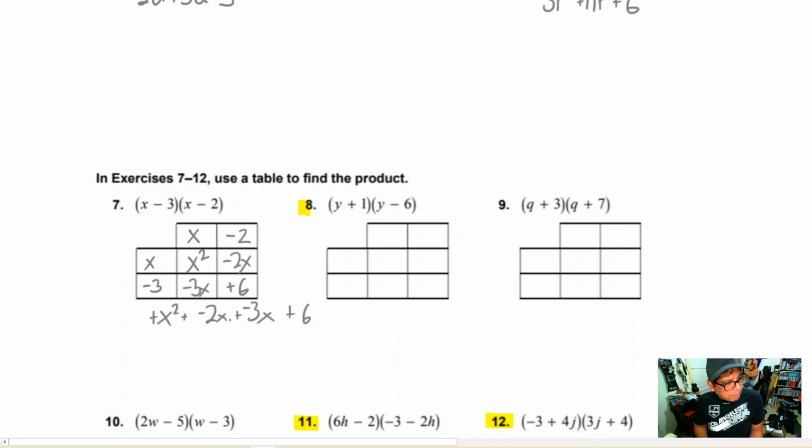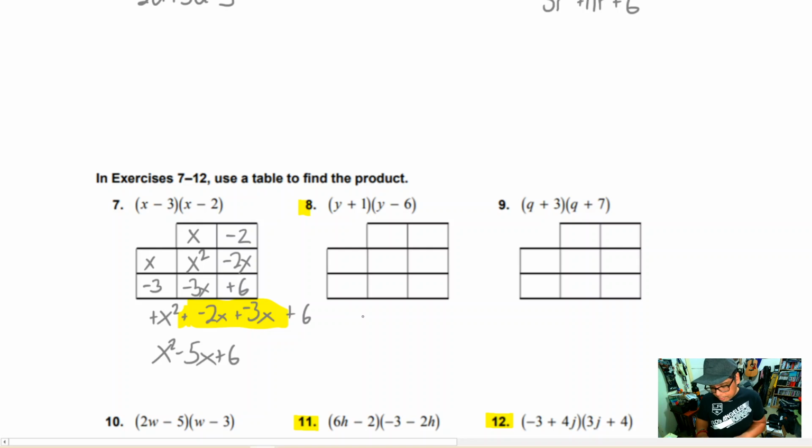And then we can combine like terms. You've got a minus 2x and a minus 3x. That's a minus 5x. So that gives us x squared minus 5x plus 6. Some people really like this. I'm pretty good with this one.